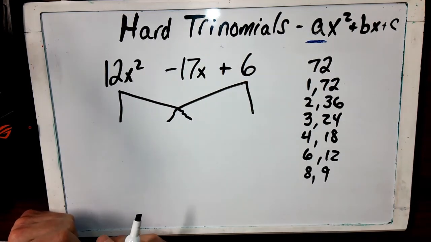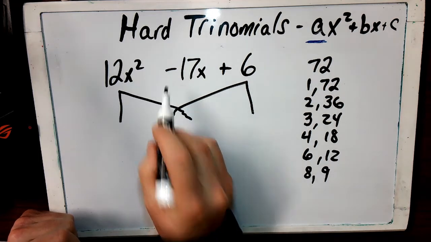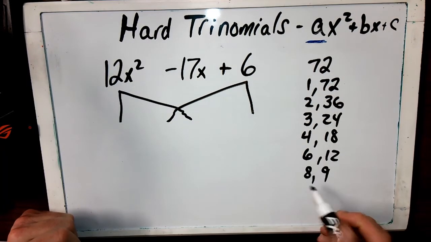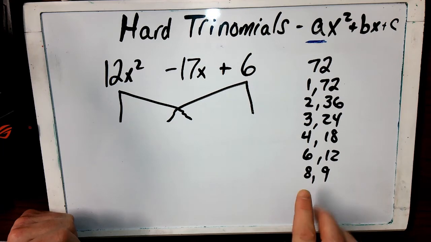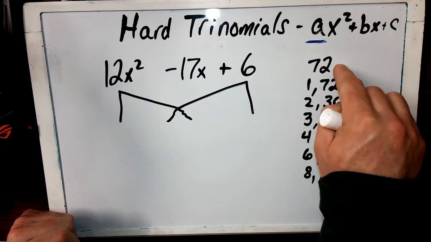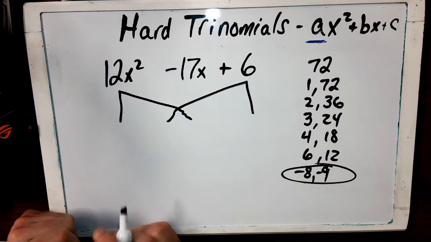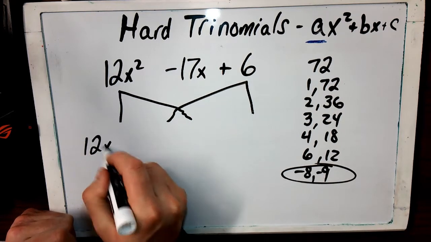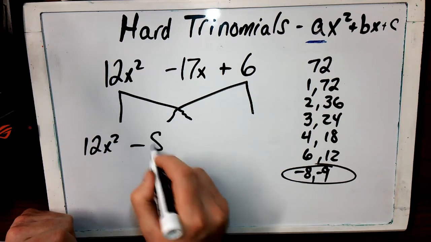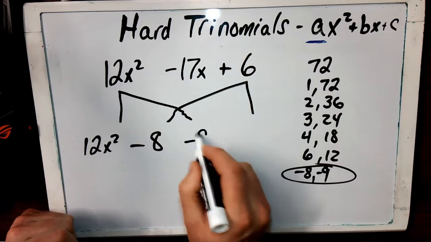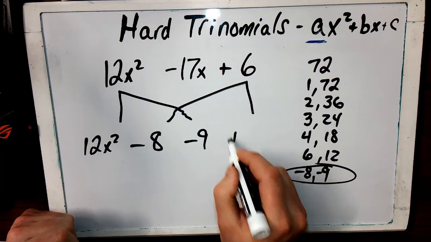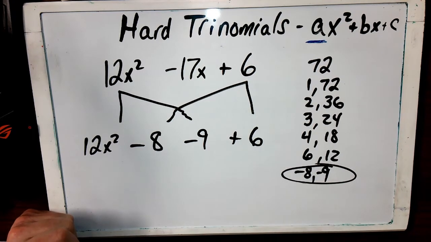We list all the options, and we need negative 17. I've got a 17, but I can switch both of them. Negative 8 times negative 9 is still positive 72. There we go. So 12x squared stays the same. Minus 8 minus 9 plus 6. So I've made a mistake with mine. See if you can spot it.